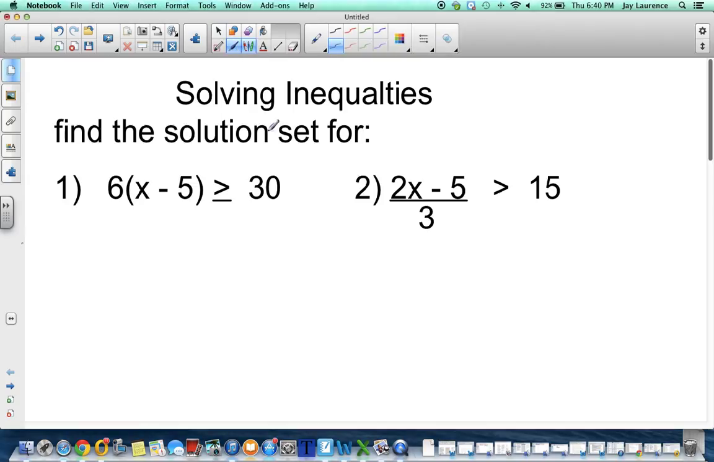We're going to be presenting our answers in solution sets and also on number lines. And let's get right down to it.